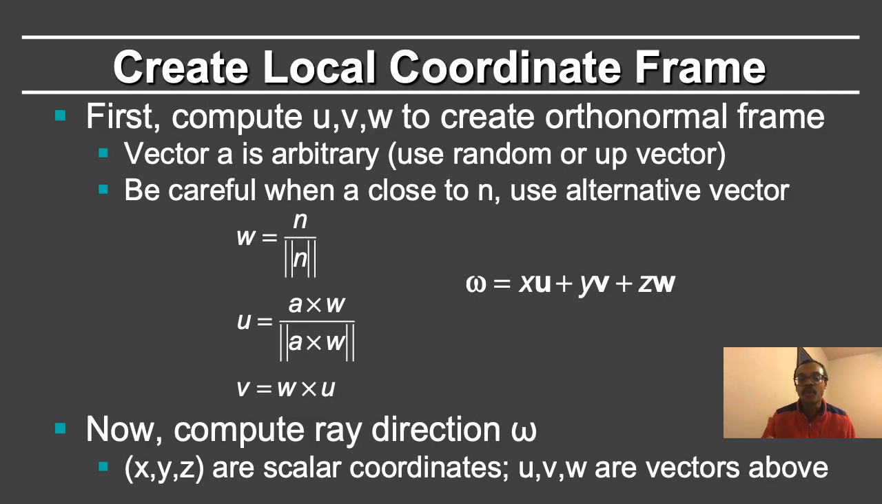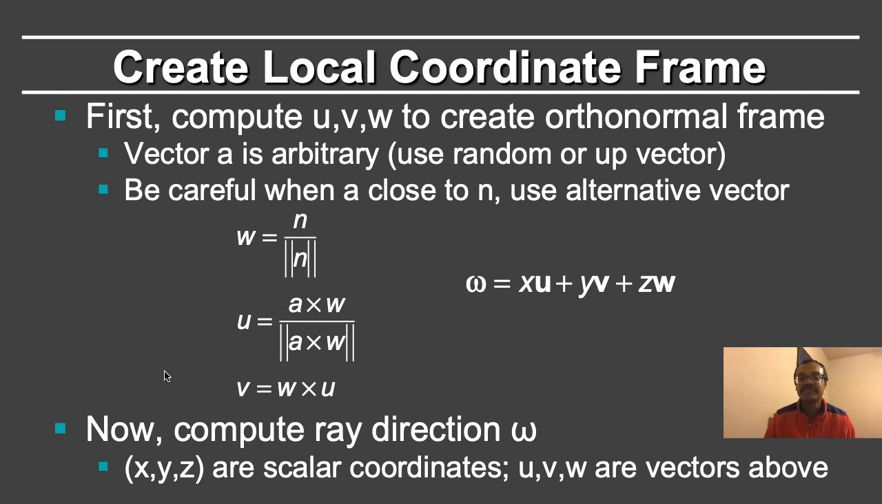We need to create this coordinate frame u, v, and w. The important thing is that the w vector correspond to the surface normal or the surface orientation. Usually the normal will already be normalized, but I have still written it with the normalization. Thereafter, I've just used my standard approach to create a coordinate frame given some auxiliary vector A. It doesn't really matter what this auxiliary vector A is. You can use a random vector or you can use the up vector. However, you have to pay careful attention when A is very close to n, and you have to change the vector correspondingly.